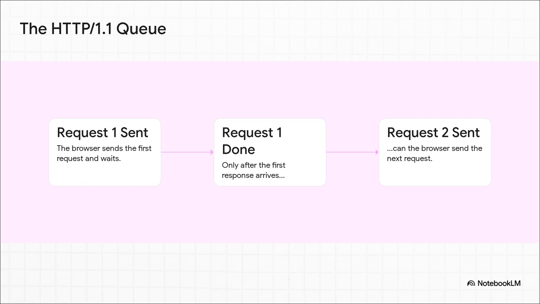The process was just this rigid one-by-one queue. A request for a giant image file had to be sent, processed, and fully delivered before the browser could even ask for the tiny CSS file it needed next. You can just feel how inefficient and slow that is. It was a huge source of sluggishness on the web for years.